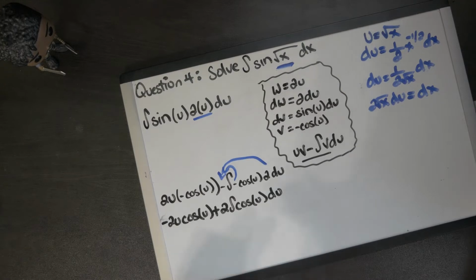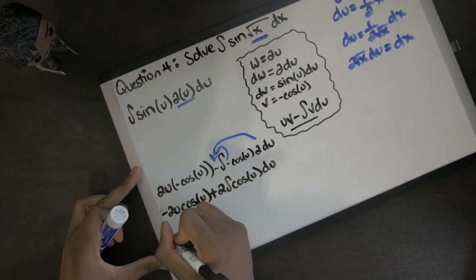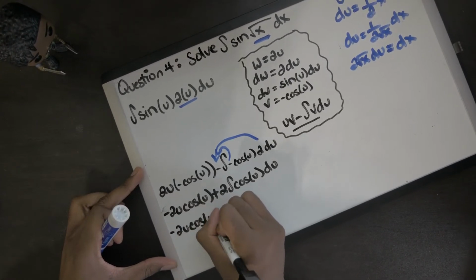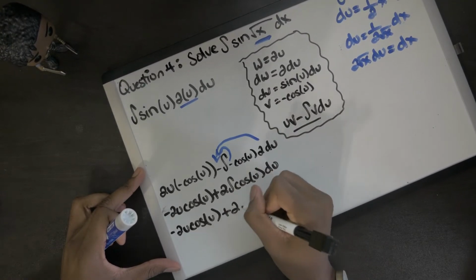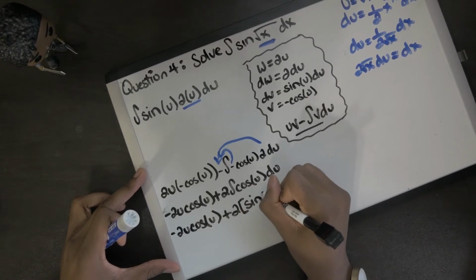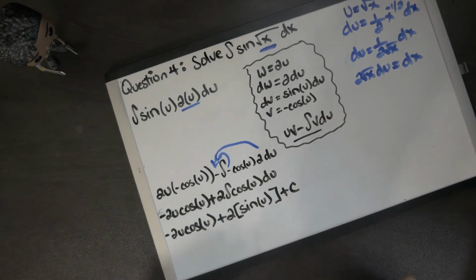So now we know what the integral of cosine u is in respects of u. That's actually going to give us sine u. So we'll go ahead and plug that back in, and since there's no bounds, it's going to be a plus c. So let's plug that back in so we can see what we have. So we have negative 2u cosine u plus, and again it's going to be 2 times sine u. And then we can't forget our constant, which is at the end.